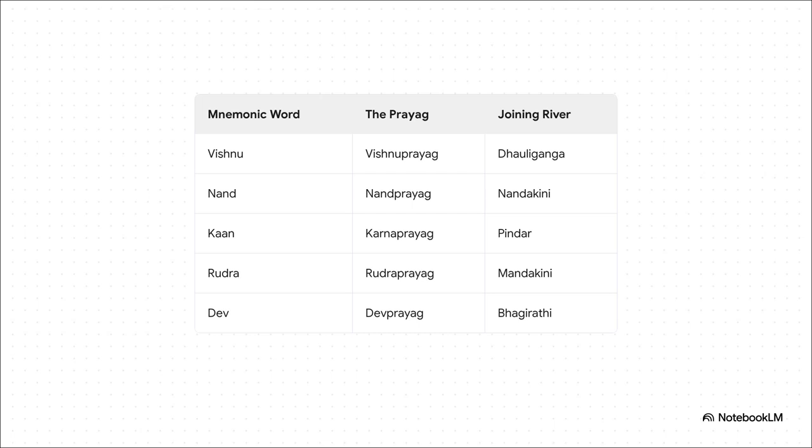It's so cool because each word perfectly maps to a confluence. Vishnu Prayag, Nand Prayag, Karna Prayag for Khan, Rudra Prayag, and finally Dev Prayag. It's just such an elegant way to anchor a really complex map right into your memory.